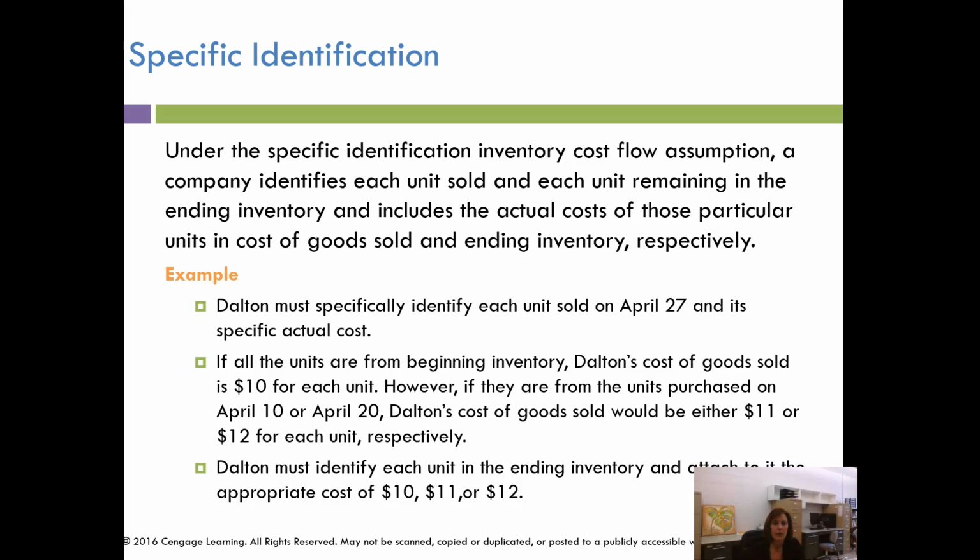And so Dalton must literally, physically track which item was bought or sold out of which batch. And again, if we're talking about things like boxes of cereal or cans of soup, that is an incredibly laborious task and not something that's done generally with high volume generic type of products.